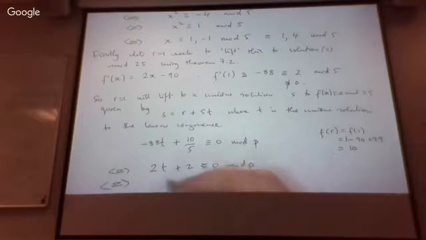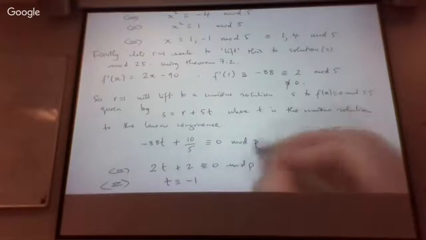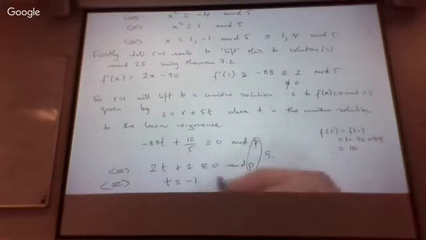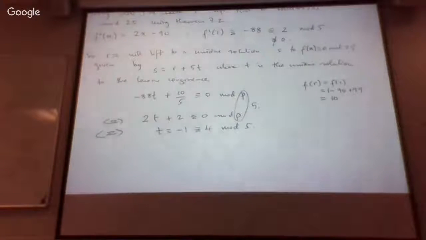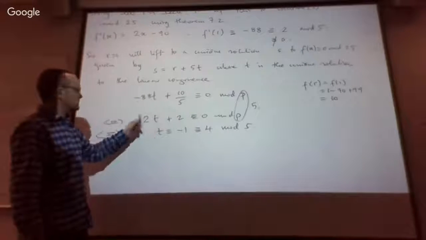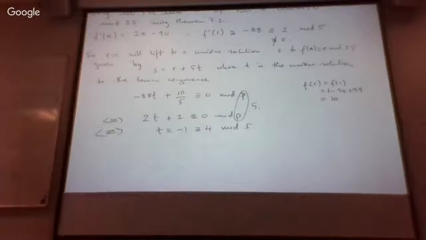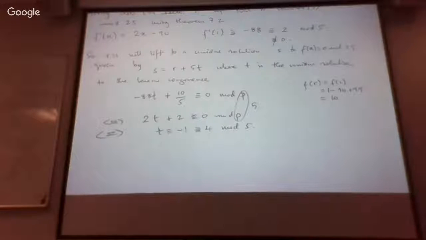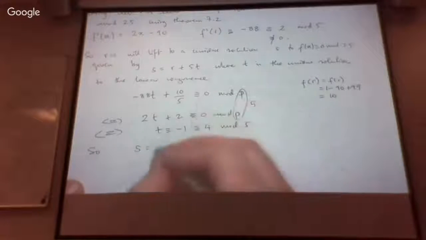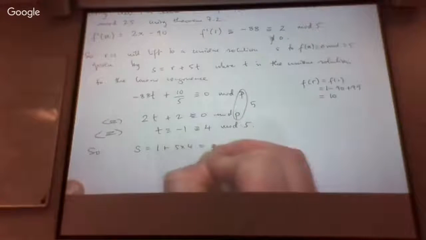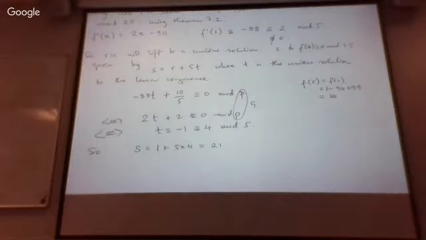So that's going to be true if t is congruent to minus 1. Sorry, this p is 5. T is congruent to minus 1, i.e. 4 modulo 5. Clearly t has to be minus 1 modulo 5, so that you have minus 2 plus 2 congruent to 0. So that's the value of t, which goes in here. So the new solution S is equal to 1 plus 5 times 4, which is 21. So that's our solution to the polynomial modulo 25.